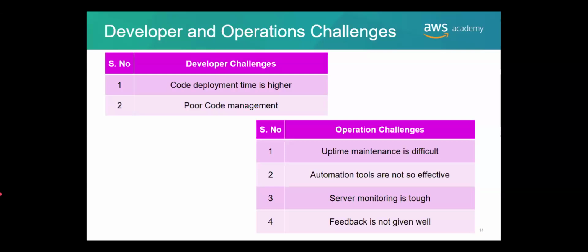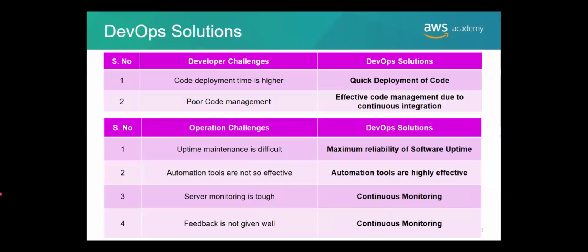Now, how has DevOps solved this? Code deployment time was higher, now there is quick deployment of code. We keep on deploying the code faster. It helps because of DevOps. Poor code management previously, here now we have effective code management due to continuous integration.